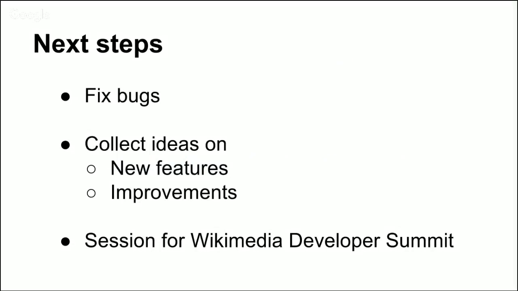Next steps. First thing we want to do is fix bugs. People are already using the API and are finding bugs and filing bugs for us, so that's where we're going to prioritize. But at the same time, we want to collect ideas on new features and improvements. We're not going to work on them right now, but next quarter we are going to prioritize them and task them. And the next thing I want to say is we are having a session in the Wikimedia Developer Summit concerning the PageView API. We're going to discuss this a bit more in depth and answer all your questions.